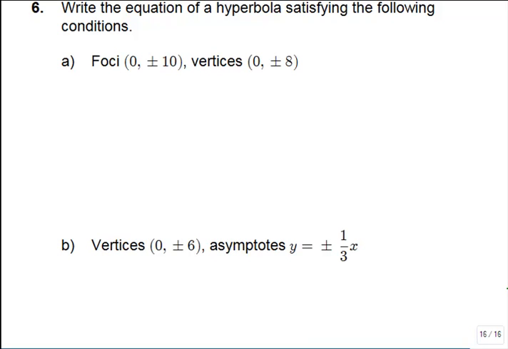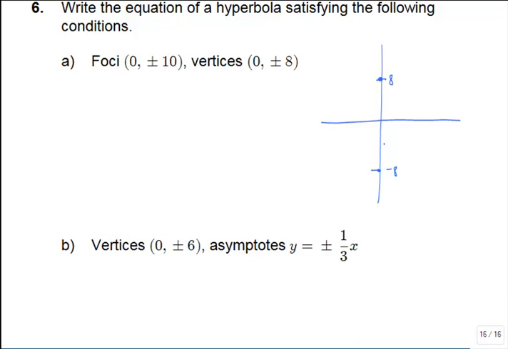Okay, to finish up, we're just going to come up with the equation of our hyperbola satisfying the following conditions. So we want our foci to be at 0, plus or minus 10, and our vertices to be at 0, plus or minus 8. So let's visualize what this would have to look like. I'm going to start with my vertices because those are on my actual hyperbola. We want to be at 0, plus or minus 8. So that means they're on the y-axis, up 8 and down 8.